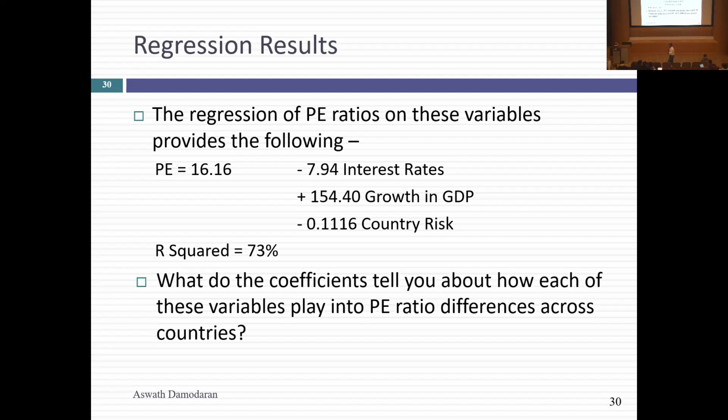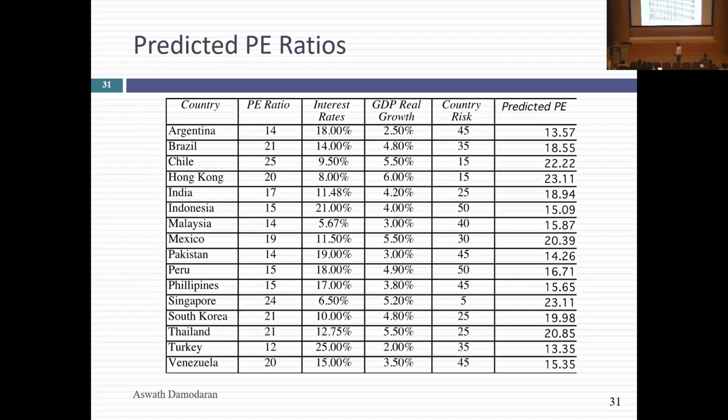Now, here's how I'm going to use this regression. Remember that list of countries I showed you? I had the actual PE ratios right there. I got a predicted PE ratio for every country. To get the predicted PE ratio, what do I do? For Argentina, I plug in an interest rate of 18%, growth rate of 2.5%, a country risk of 45 into the regression. I get a predicted value. And I do this for every country.